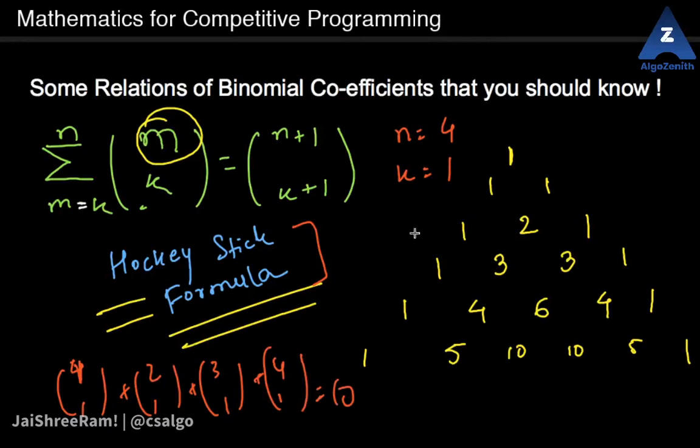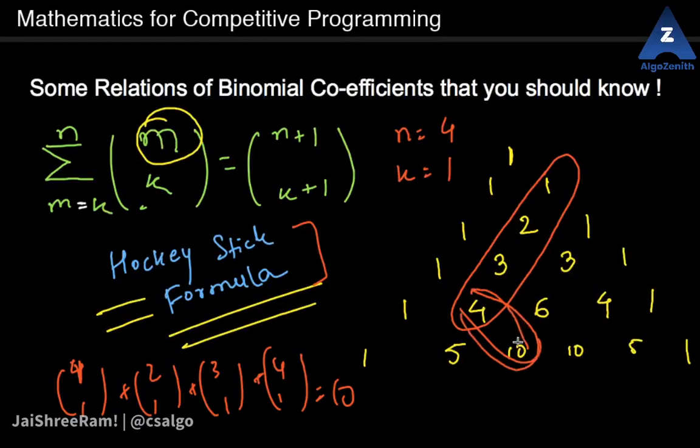Now why is this called the hockey stick formula? Because if you look at where these 1 choose 1, 2 choose 1 and so on are, they are these things over here, and the answer for this is always this particular number. So this looks like a hockey stick, and that's why this is called the hockey stick formula.